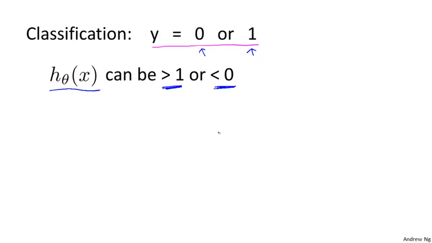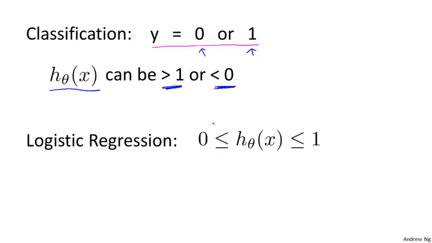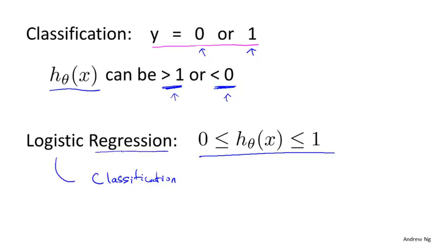So what we'll do in the next few videos is develop an algorithm called Logistic Regression, which has the property that the predictions of logistic regression are always between 0 and 1 and never become bigger than 1 or less than 0. And by the way, it is sometimes confusing that the term regression appears in its name, even though logistic regression is actually a classification algorithm, but that's just the name it was given for historical reasons. So don't be confused by that.